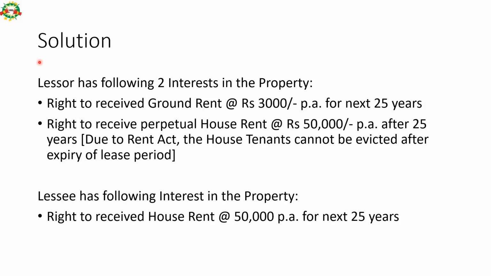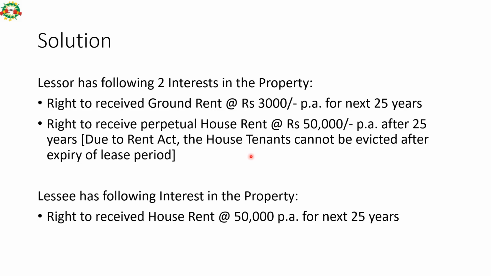So basically lessor has two types of interest in this property. First of all, the right to receive ground rent of 3,000 rupees annually for next 25 years. Lessor is Mr. X, and he will receive perpetual rent from the property after 25 years because there is a Rent Control Act. So house tenants cannot be evicted even after expiry of lease period, so they will stay.